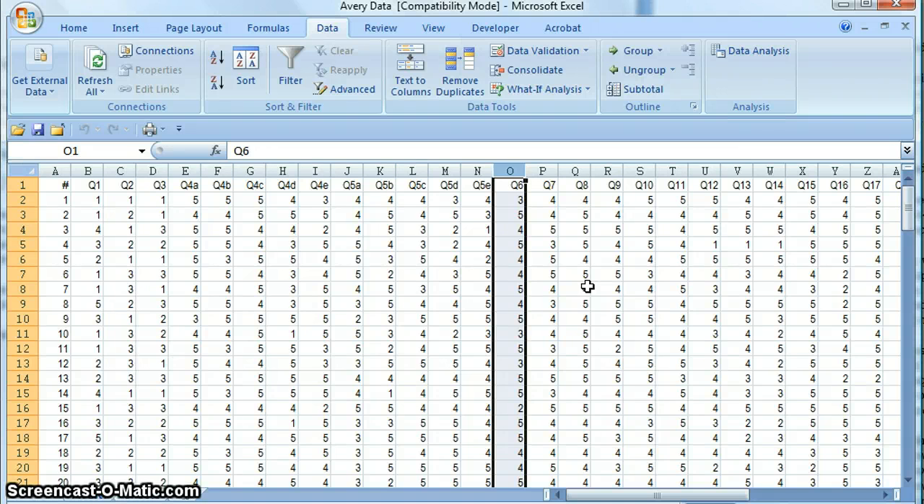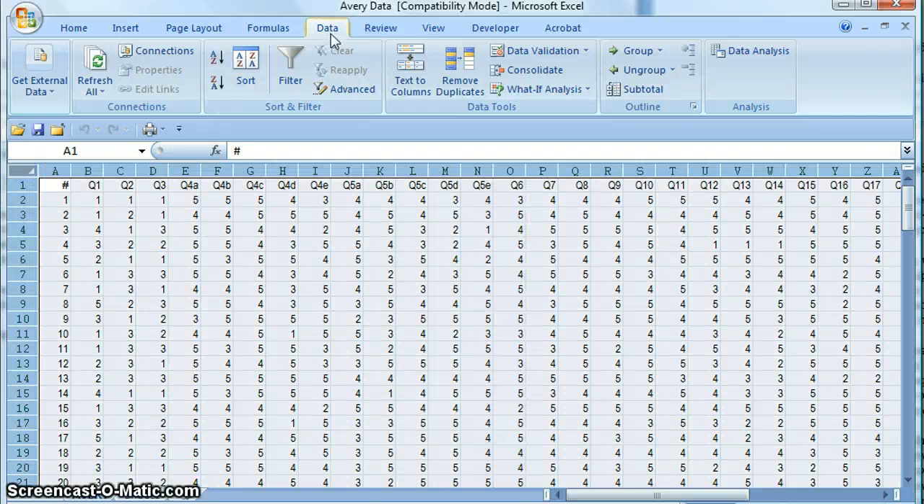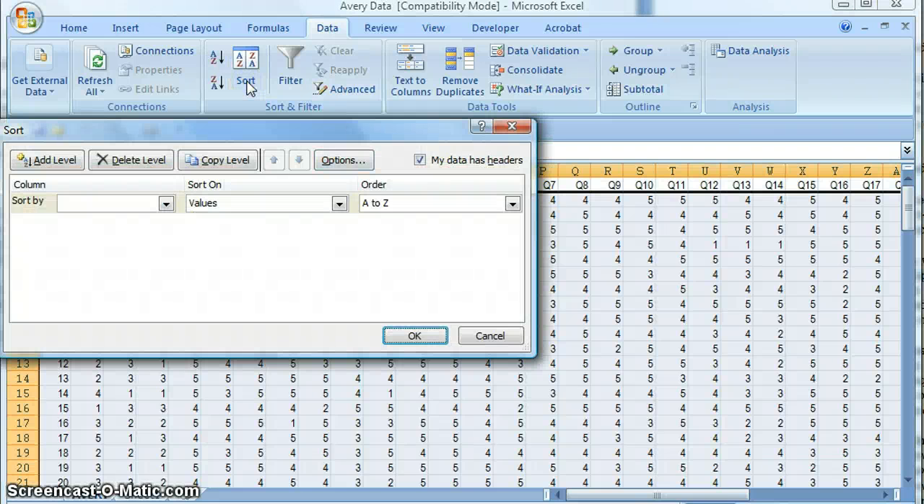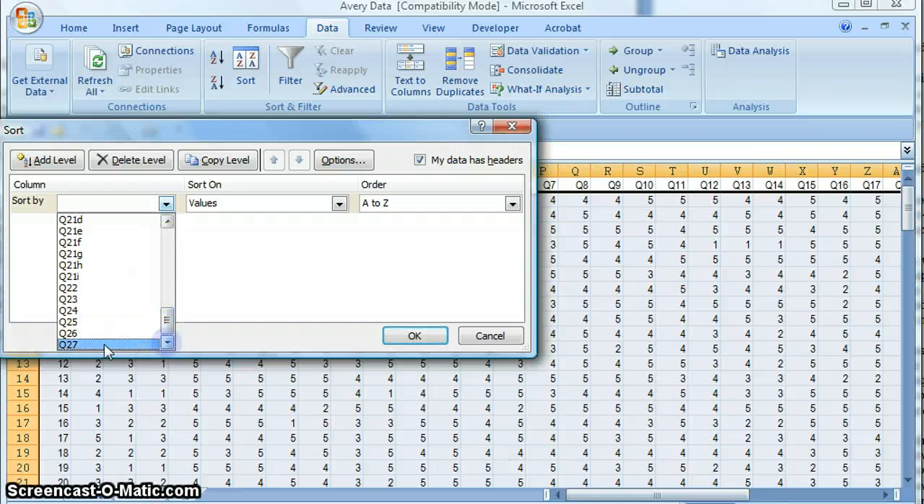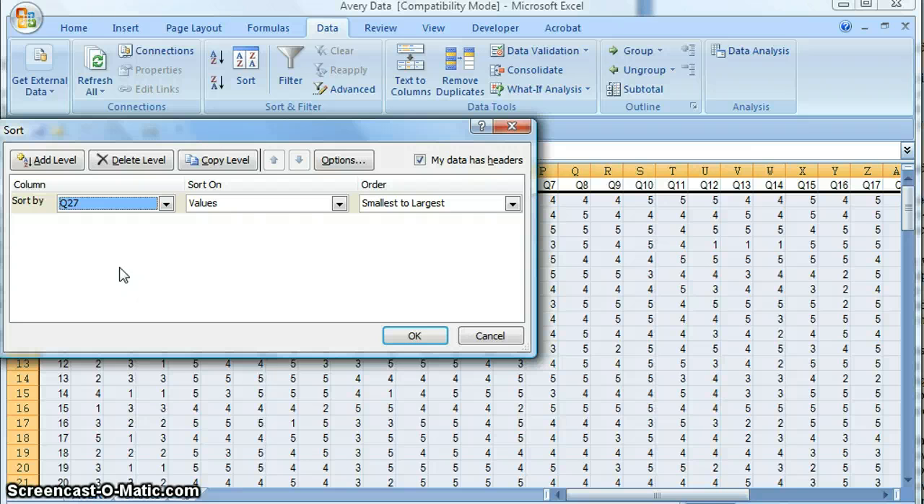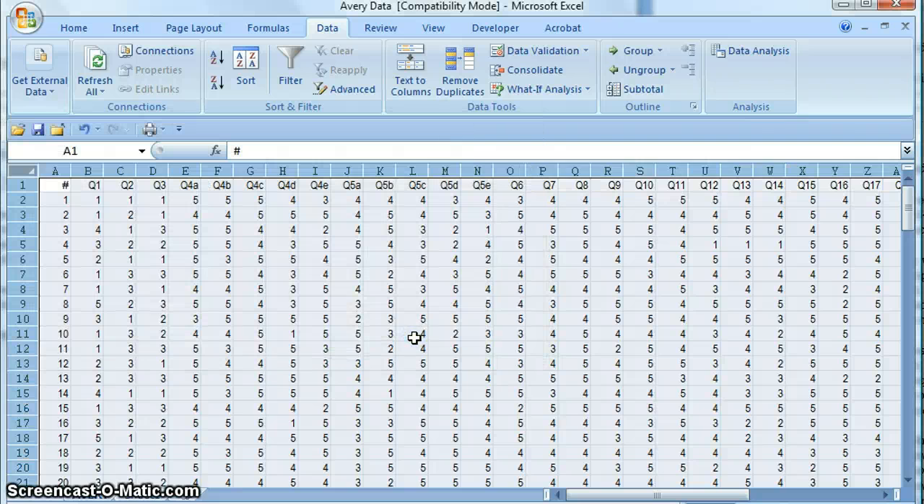The first thing that we are going to have to do in this case is sort the data so that all the men are in one place and all the women are in another. So we are going to select all the data, and then on the Data tab, we're going to go to Sort. Make sure that My Data Has Headers is clicked, because we do have the headers, the question labels. We want to sort by question 27, which was the question on gender, and we'll click OK.